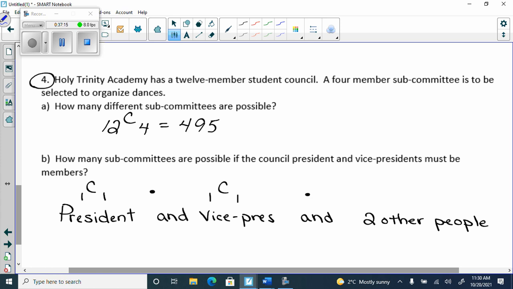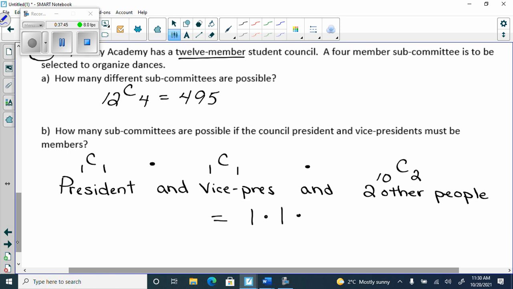And how do I guarantee getting the 2 others? How many am I going to choose from? 10, not 12, because how many people have I chosen already? 2. I took the president out. I took the vice president out. Now I have 10 left to choose 2. So that's 1 times 1 times whatever 10 choose 2 is. What's 10C2? 45? So it would just be 45. And if this is a written response, you write it in a sentence, just so you know. That's it.